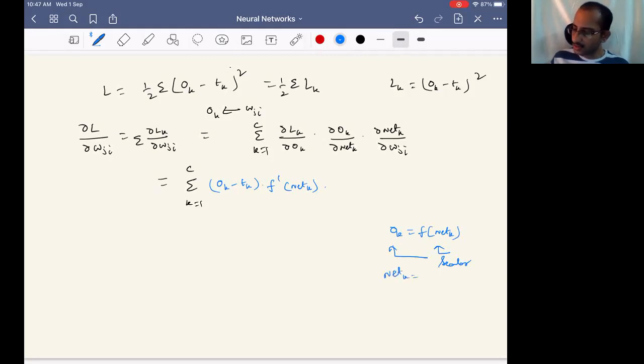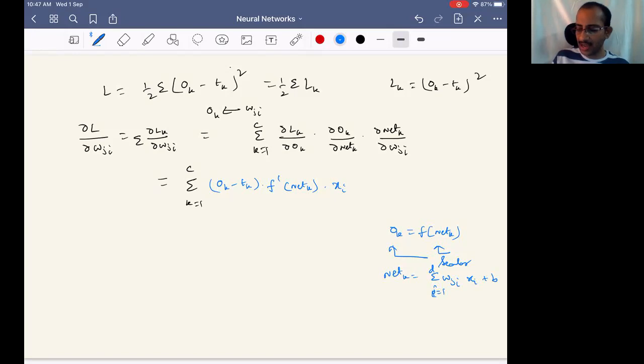Net k is equal to what? Sigma Wji xi plus b, is it not? With j equal to 1 to d, i equal to 1 to d. So what is dou net k by dou Wj? Hope you are clear here. Is this clear or not? So what is dou net k by dou Wj? Xi. Okay, so this is what we had before.